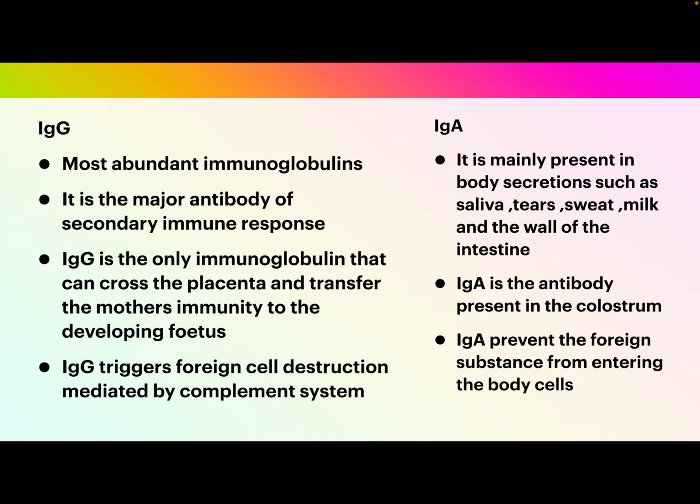It also triggers foreign cell destruction which is mediated by the complement system. The complement system is a specialized type of protein mainly associated with the immune response, and it functions mainly by phagocytosis. Then IgA. IgA is mainly present in body secretions such as saliva, tears, sweat, milk and the wall of the intestine. IgA is the antibody present in the colostrum, and it prevents foreign substances from entering the body cells. So that is about IgA.